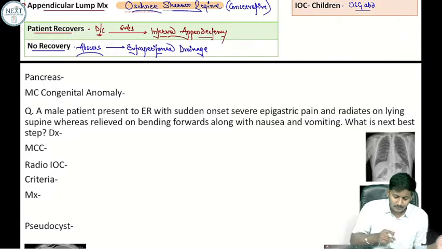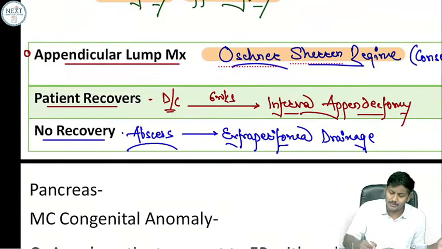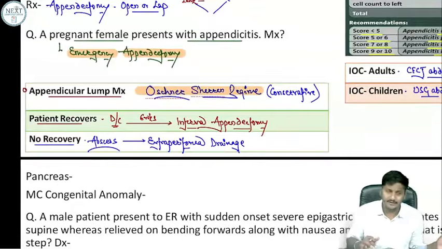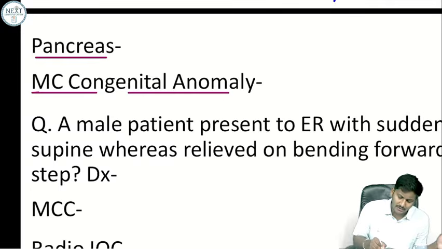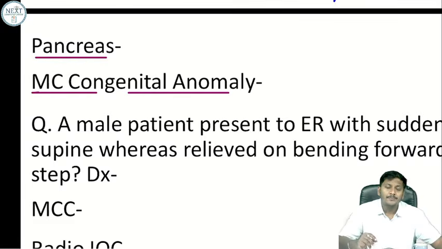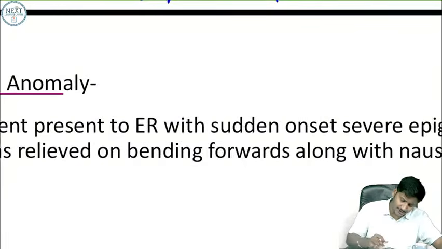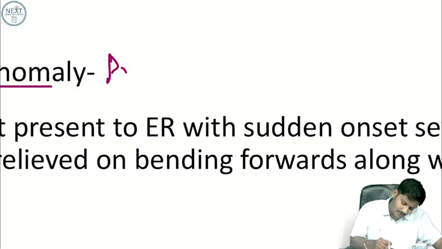Now, if they ask you which is the most common congenital anomaly of pancreas, please remember it is not annular pancreas. We know pancreas is going to develop from two buds, a ventral bud and a dorsal bud. But when these ventral and dorsal pancreatic buds do not fuse with each other, that condition is called pancreas divisum.